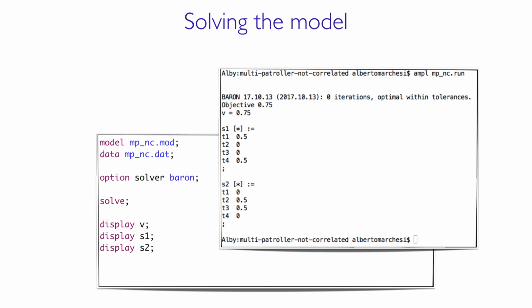This is the output produced by AMPL. As you can see, the max-min strategy prescribes the patrollers to uniformly randomize over the targets, one of them between T1 and T4 and the other one between T2 and T3.